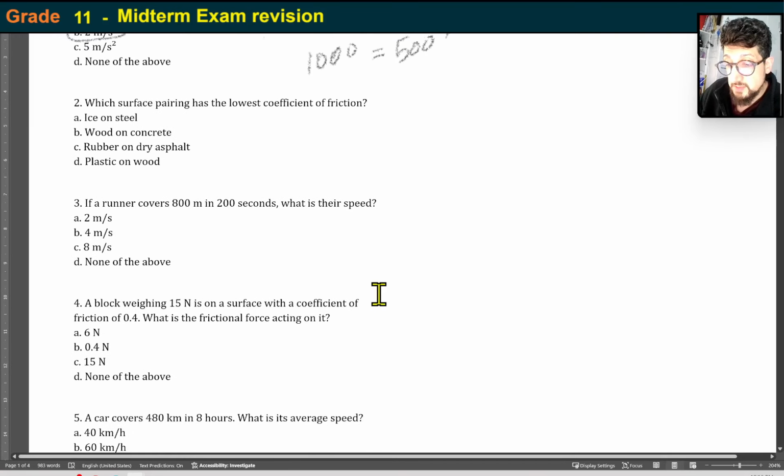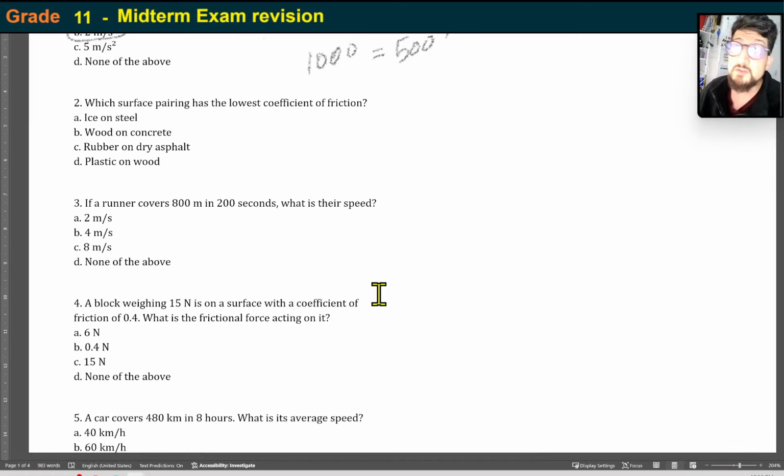Which surface pairing has the lowest coefficient of friction? Lowest coefficient of friction means it slides easily. Highest coefficient of friction means it's very rough and there's a lot of friction there. So for the lowest coefficient of friction, I'm going to go ice on steel. Okay, that is obviously going to be very little friction.